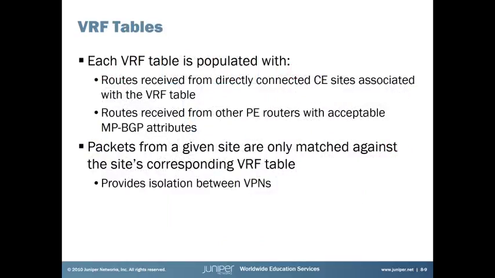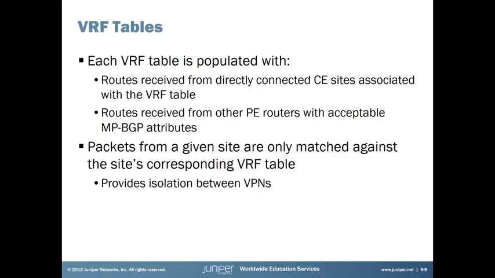Alright, so VRF tables. The table is populated with routes received from directly connected CE sites associated with the VRF table, and routes received from other PE routers with acceptable MP-BGP attributes. What does that mean? What's an acceptable MP-BGP attribute? Well, what that means is we're going to set up some import policies. We're going to set up import policies that say if the import policy matches this particular attribute, then we'll import those routes in.